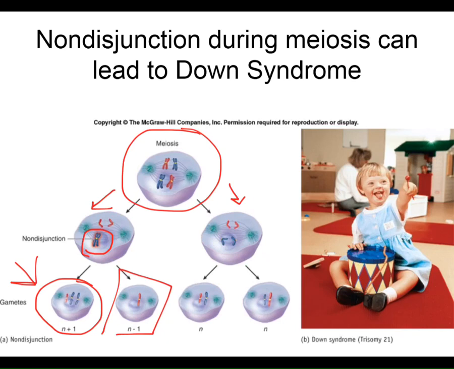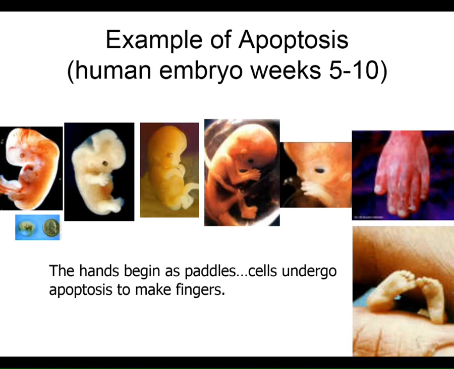So that's why we care about Down syndrome. It's one of many examples where meiosis went wrong. Okay, just as a, why do we care? I've also mentioned the word apoptosis. Apoptosis is where cells die because they're supposed to, right? It's normal cellular death. So here is a human embryo going from week 5 to week 10.